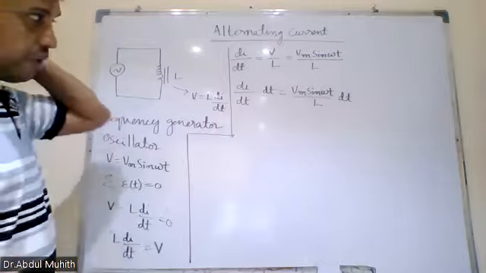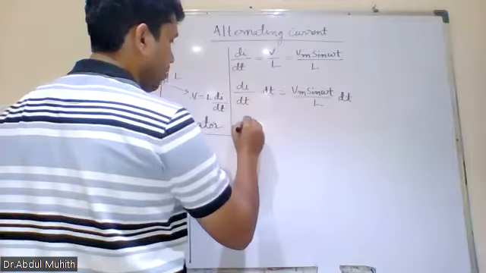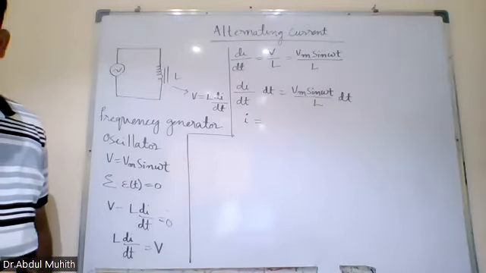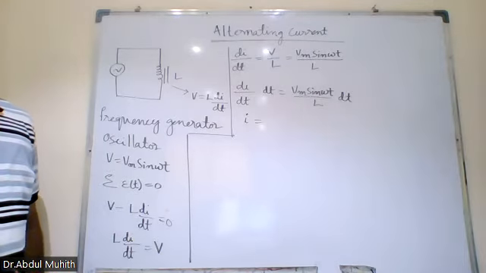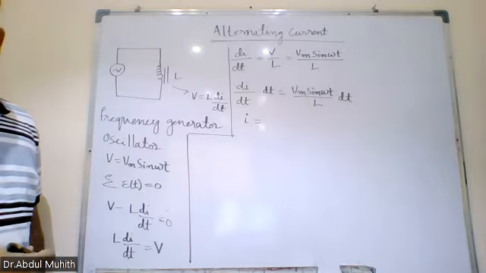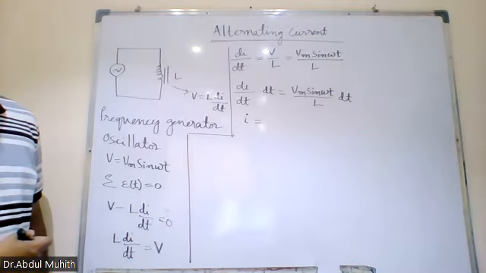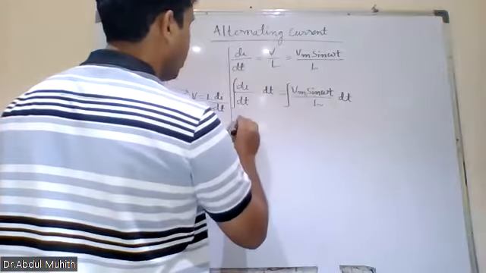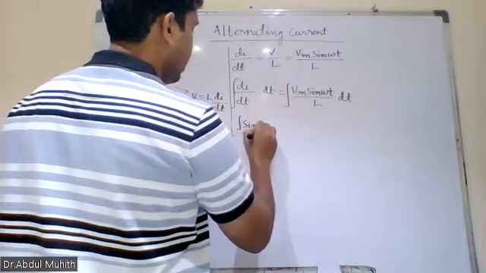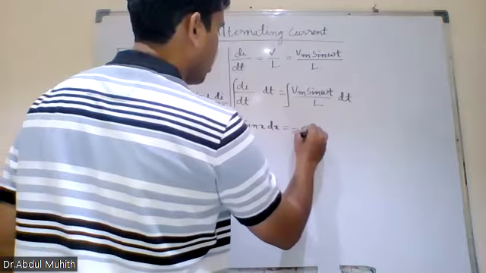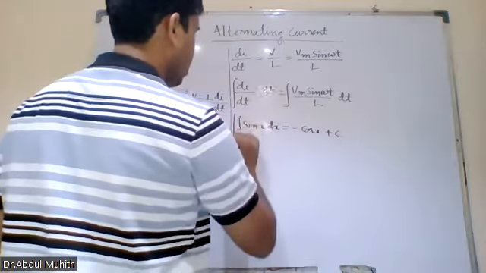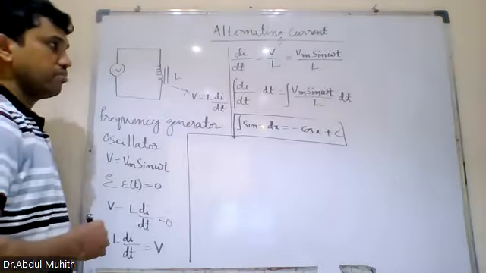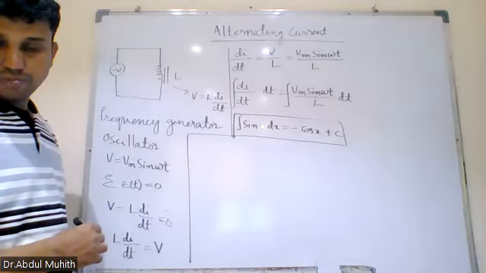So what will happen? This and this will go away, and only I will remain. I will be equal to the integral of this. Actually, we are applying integration here, not differentiation. What is integration? Integration of sin x dx is equal to minus cos x plus c. This is the formula: integration of sin x dx is equal to minus cos x.